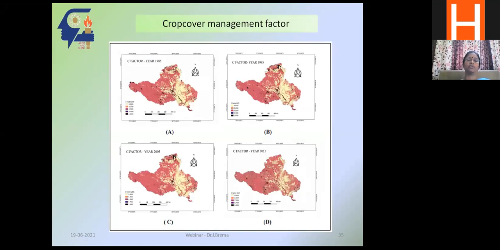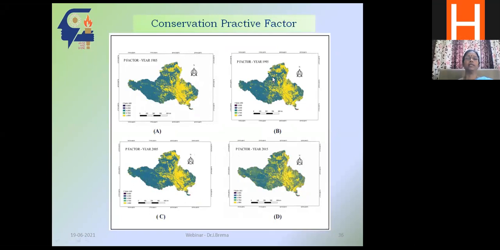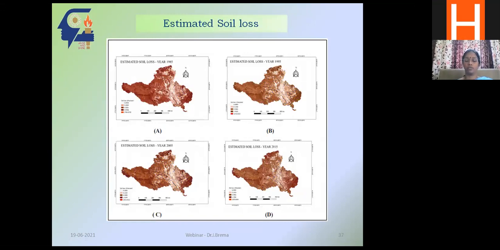The next one is what type of crops are grown in the particular study area. That's called the crop cover management factor. Based on the type of crop, you can give some values and generate these maps, called the C factor. And then the conservation practice factor, because there is a spelling mistake there. What sort of management measures we are taking, whether we have recharge structures, water harvesting structures, this type of thing comes here.